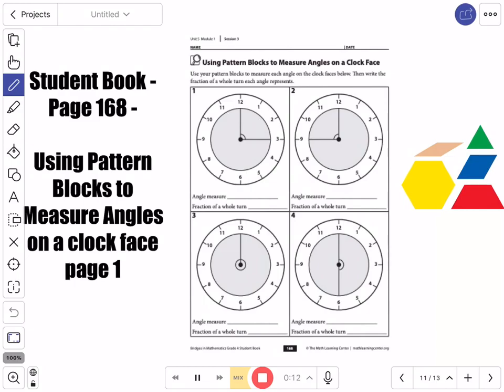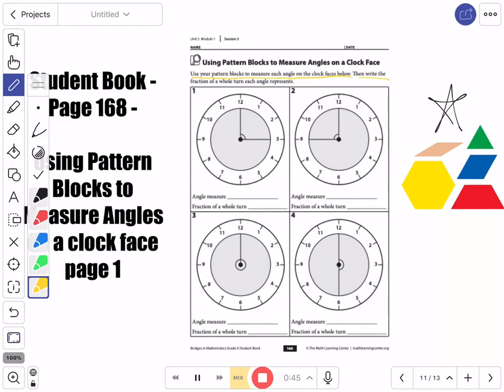Okay, so now we're taking a look at student book, page 168. So if you could go to the next page in your student book, page 168. All right, so this one is using pattern blocks to measure angles on a clock face. Now, I know that you don't have pattern blocks in front of you. I know that, and I've put a picture of them on the side here so you can see them. And we're just going to do the best we can with this. I'm going to have you do this page with me, and then we're not going to do the next page.